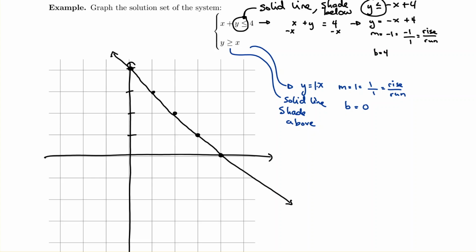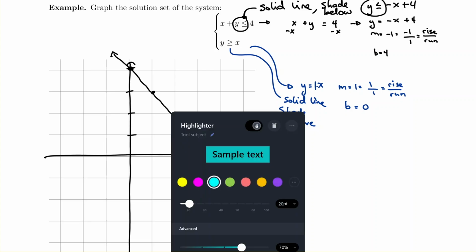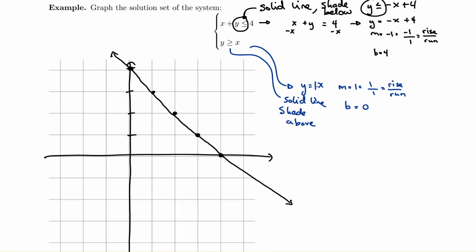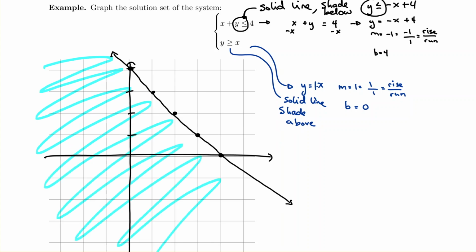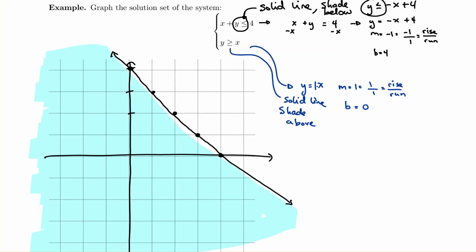And then I need to shade below. This is where if you have a pencil, I think it will be easier to work with because you can see the overlap shading better, but I'm going to shade everything below here. So that takes care of the first line. Now let's graph the second line.